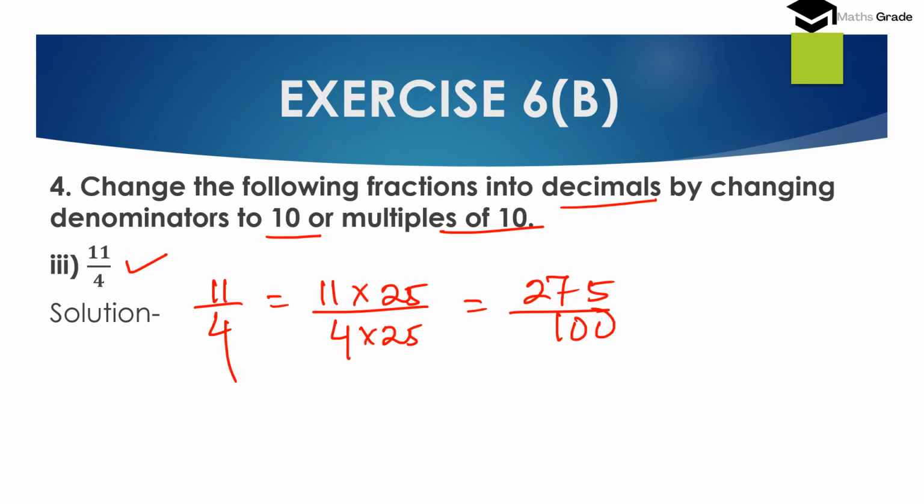Now 275 divided by 100. Here 100 is the multiple of 10, and 100 has two zeros, so we have to place two digits after the decimal point. Now 75, 75 has two digits, so we have to place here the decimal point. Now it is 2.75, and 2.75 is in the decimal form. So 11 divided by 4 is 2.75.